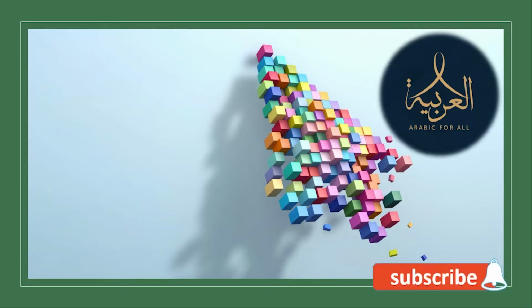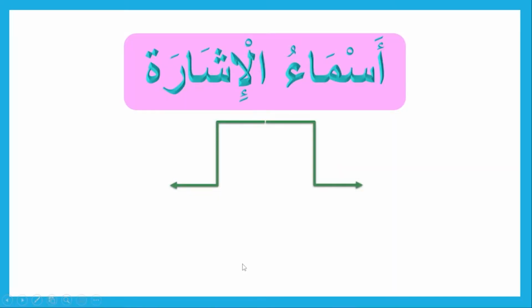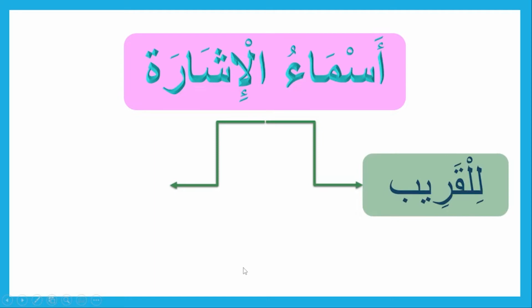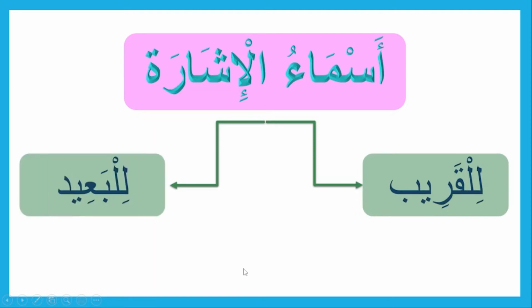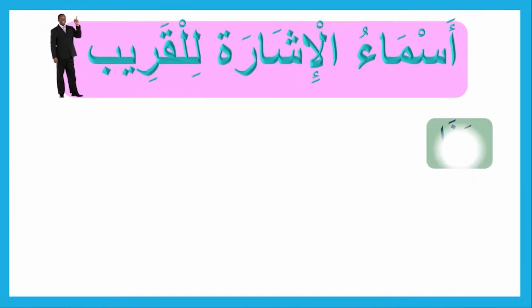And today inshallah we will study أسماء الإشارة, the demonstrative pronouns. So let's see this in details. أسماء الإشارة has two main types: للقريب for near things and للبعيد for far away things. Let's see أسماء الإشارة للقريب.